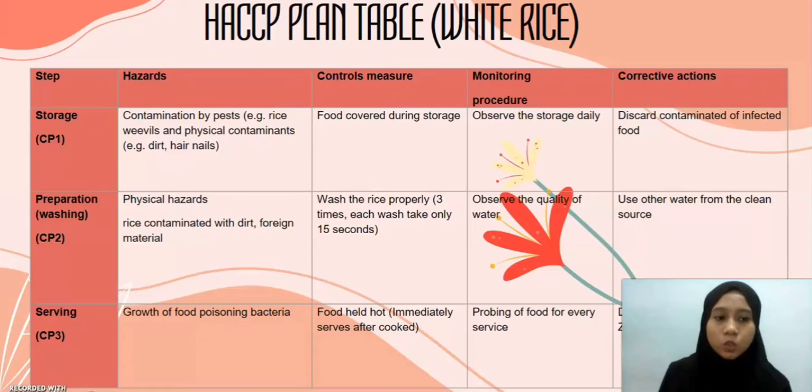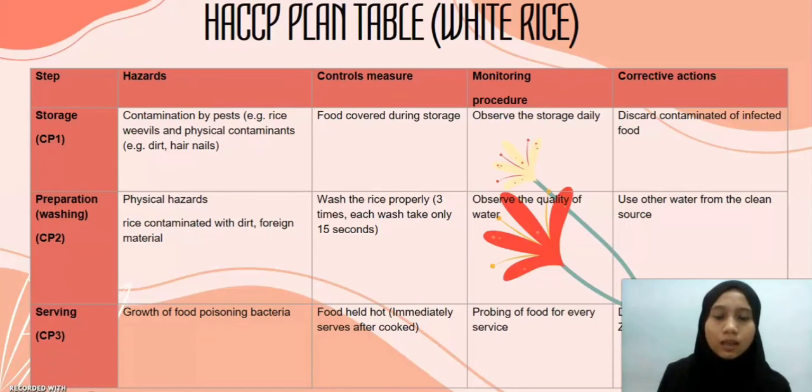Next is preparation, which includes this step of washing, considered to be CP2. The hazard is physical hazard, which is dirt and foreign material. The control measure is wash the rice properly, at least 3 times.